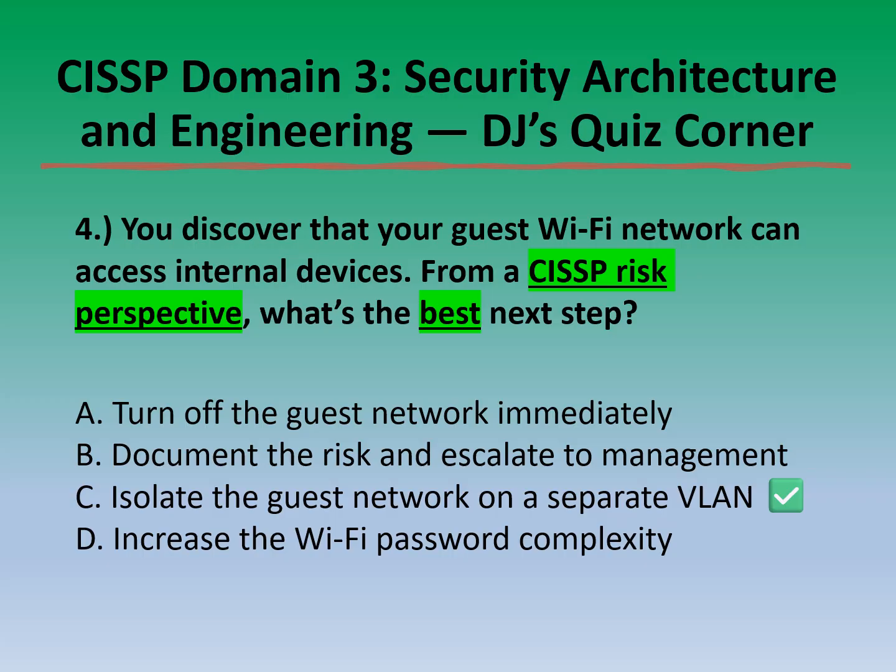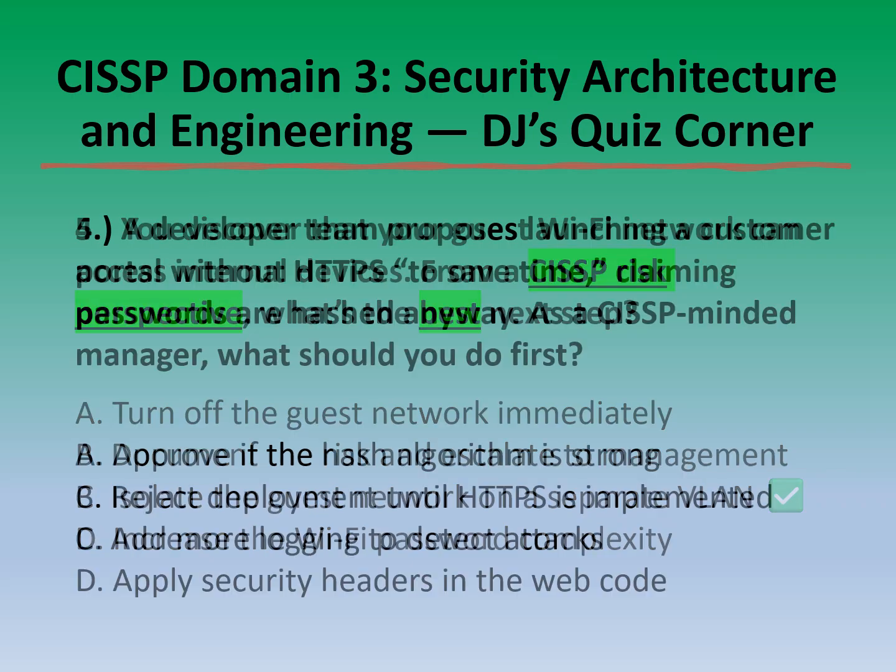The correct answer is C. Isolate the guest network on a separate VLAN. CISSP thinking prioritizes mitigation aligned with business continuity. Isolating guests reduces exposure without halting operations.